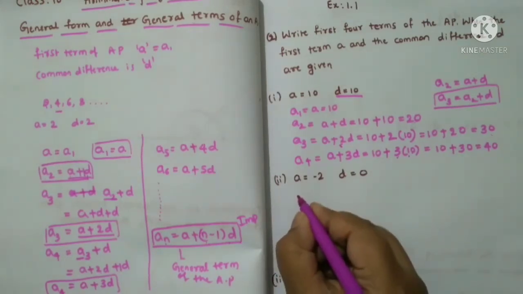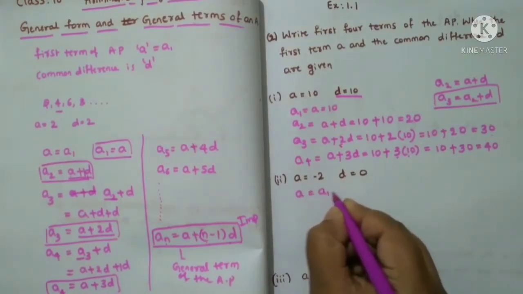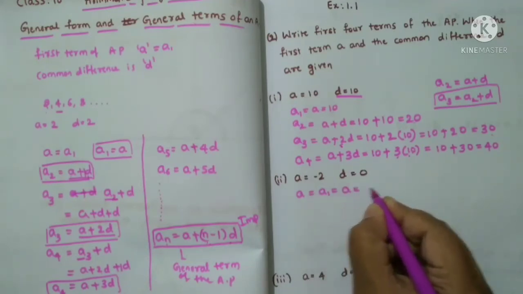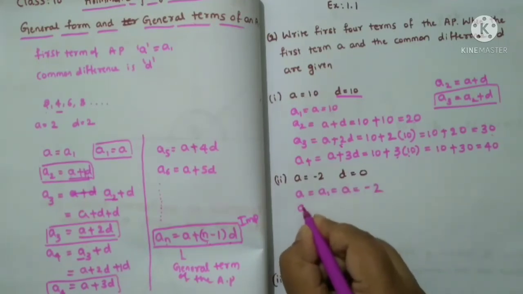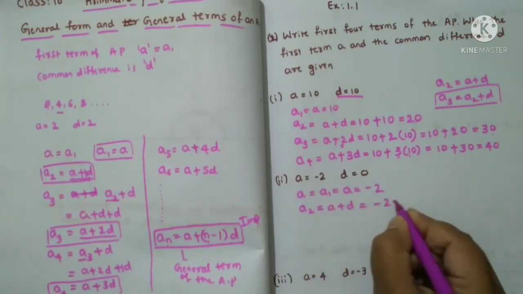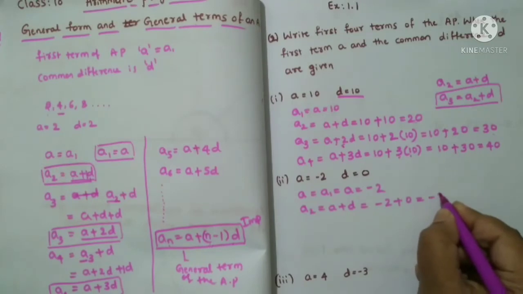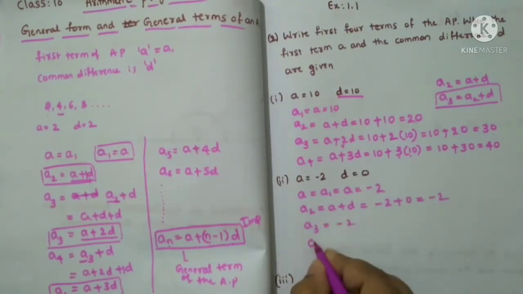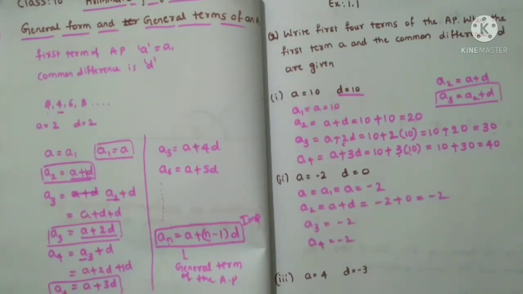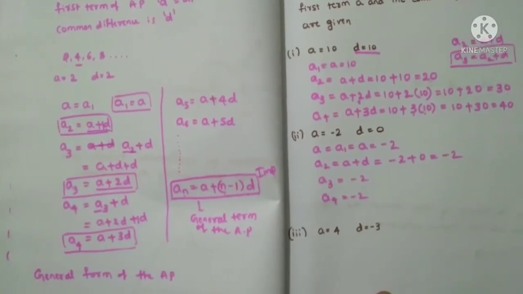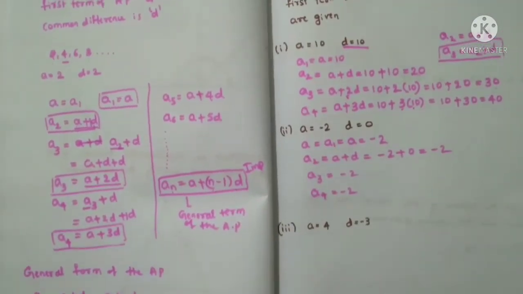So here, A is equal to A1. A1 is A, you should write it, -2. Then A2 is equal to A plus D, actually A is -2 plus 0. So what will we get? -2. A3 also we will get -2 only. A4 also we will get -2 only. So these are the 4 terms: -2, -2, -2, -2. So it is called a constant AP. Okay, we'll see the third sum now.